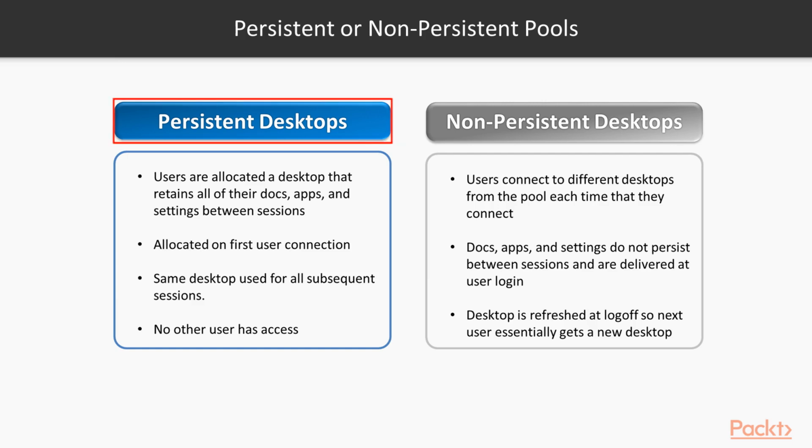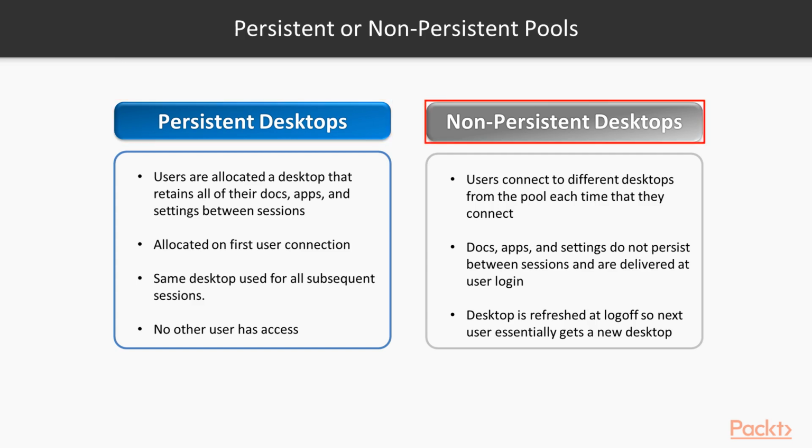With persistent desktops, users are allocated a desktop that retains all of their documents, applications, and settings between sessions. The desktop is statically assigned the first time the user connects, and then is used for all subsequent sessions. No other user has access or is permitted to use that desktop.